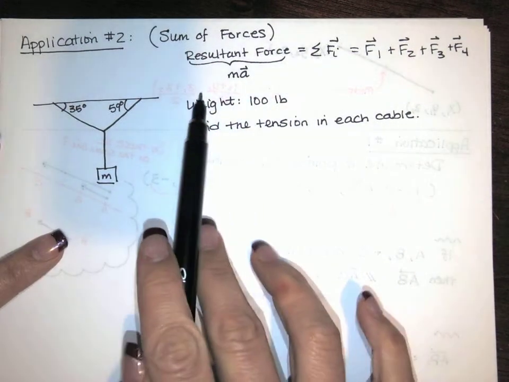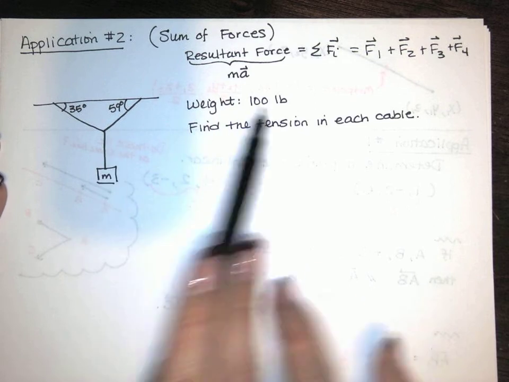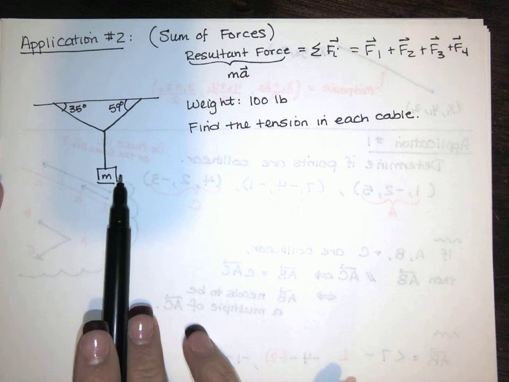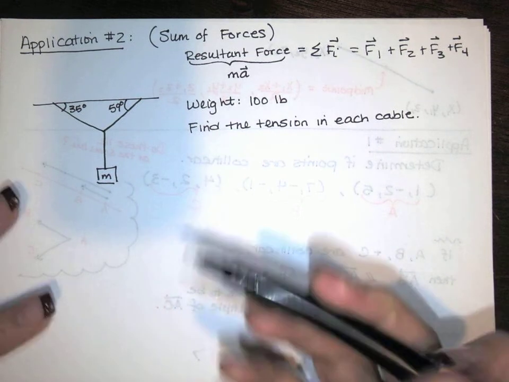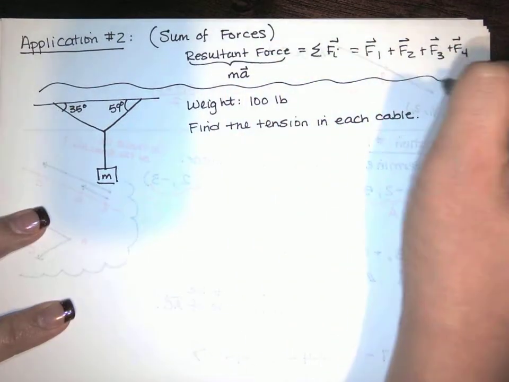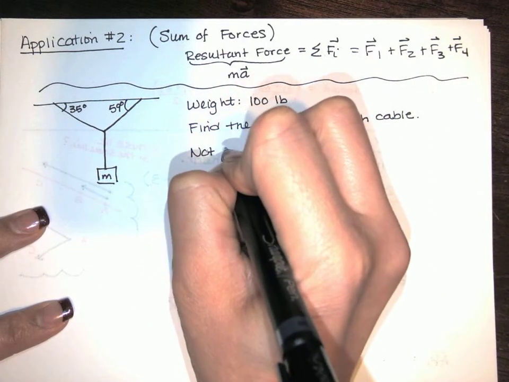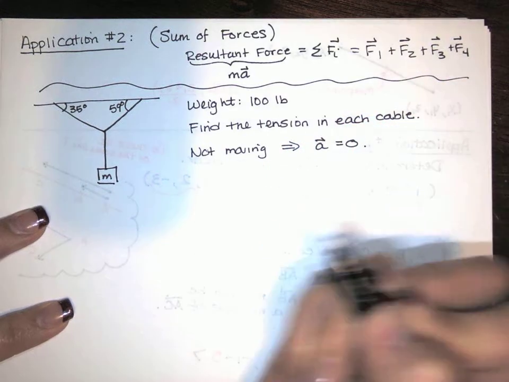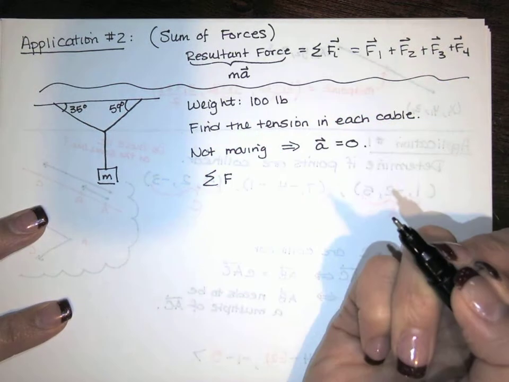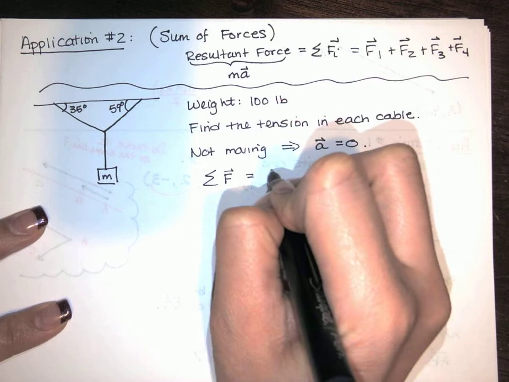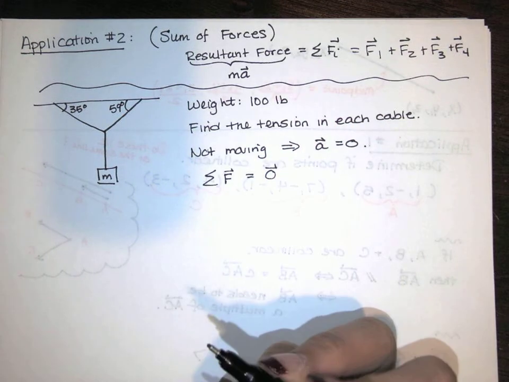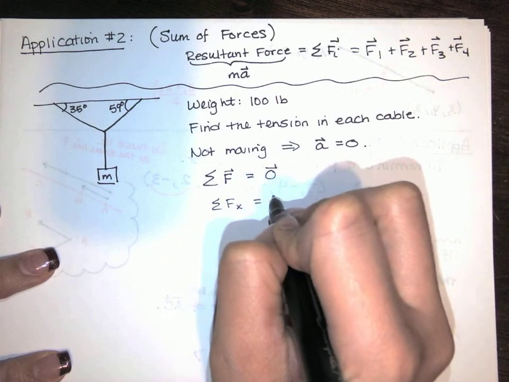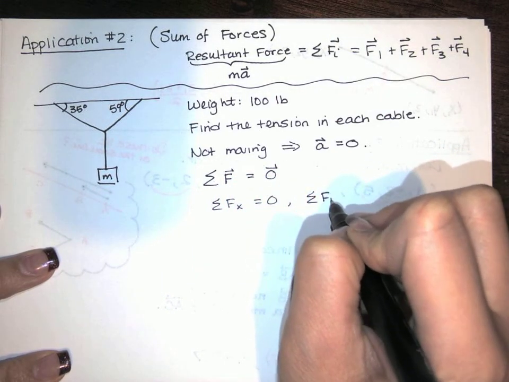But in this problem, notice that you've got a weight that's hanging here. We want the tension in the cable and nothing is moving. If nothing is moving, that means acceleration is 0. So I need the sum of forces in all of the directions. I need that to be the 0 vector, which means the sum of the forces in the x direction has to be 0, and the sum of the forces in the y direction has to be 0.